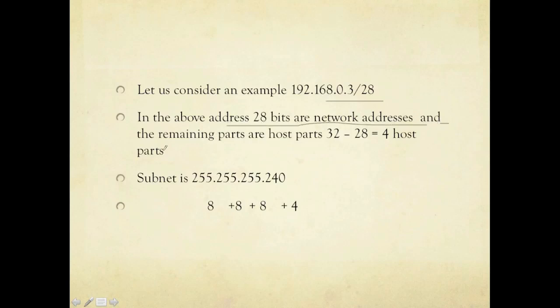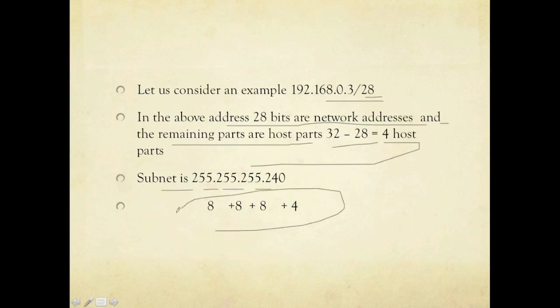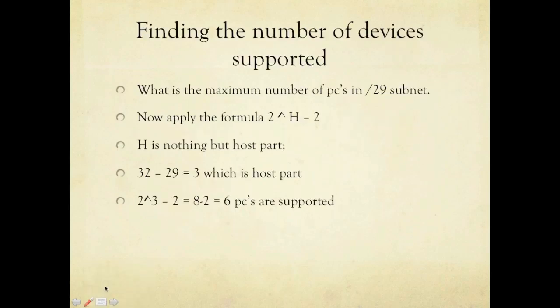So now let us consider an example, slash 28. How many hosts are supported? To identify the host part, subtract 32 minus 28, which gives you the host part. So here 8 plus 8 plus 8 plus 4, and 4 represents 240. So this is the concept. 32 minus your slash x, if that is slash 27, 32 minus 27, because 27 is your network part and the remaining are the host part. So that's why you subtract.